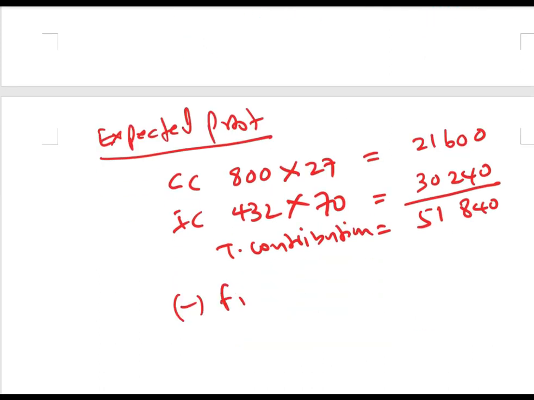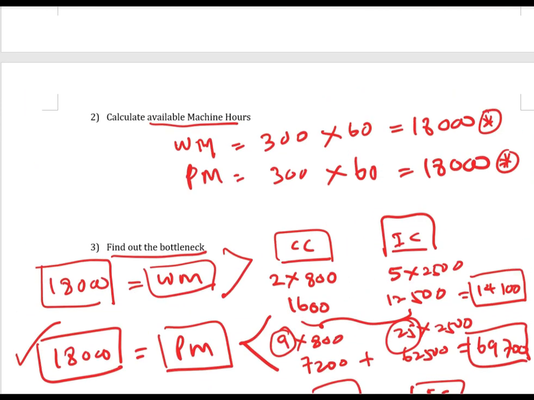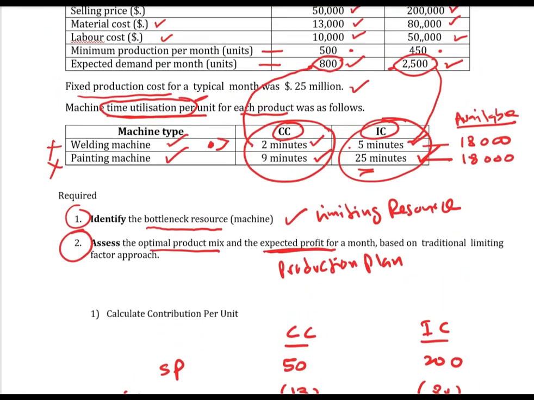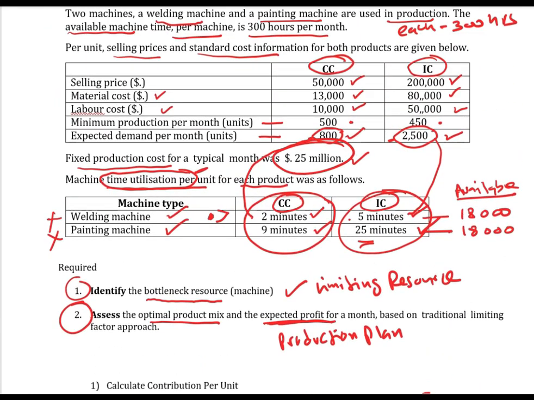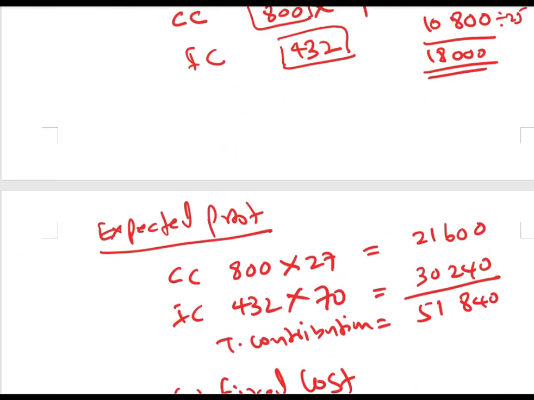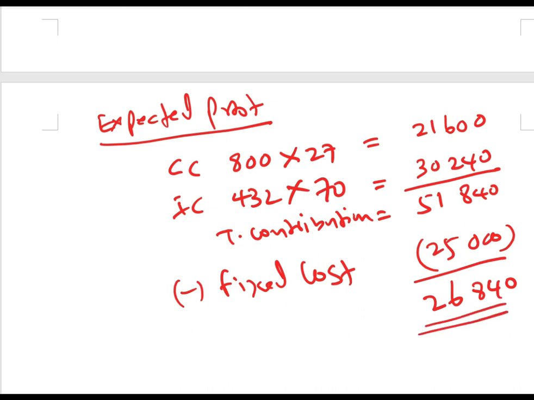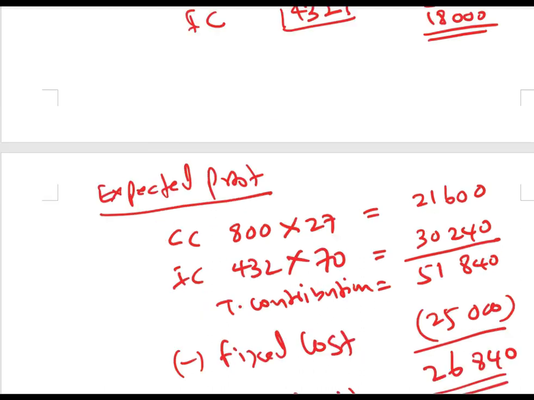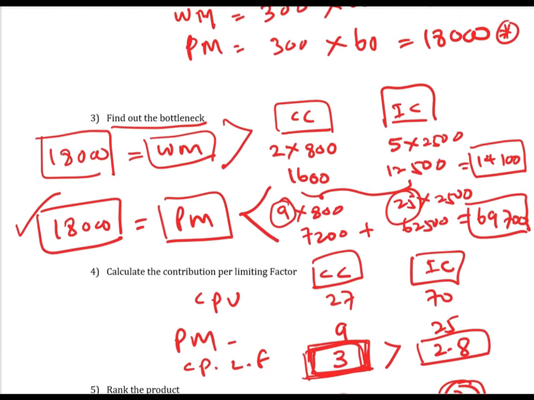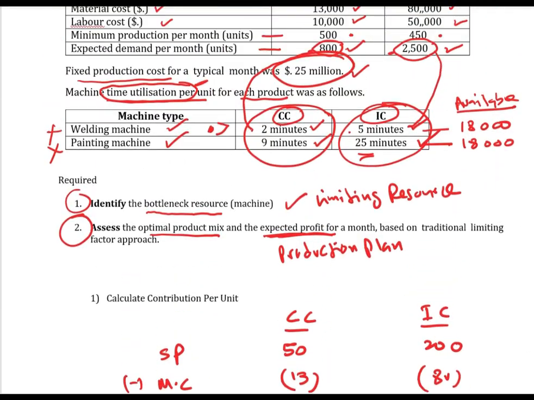Less the fixed cost. We have a fixed cost of 25 million. So let's remove that 25 million, and it will be 26,840,000. This will be the total profit. So this is the answer for these two questions.